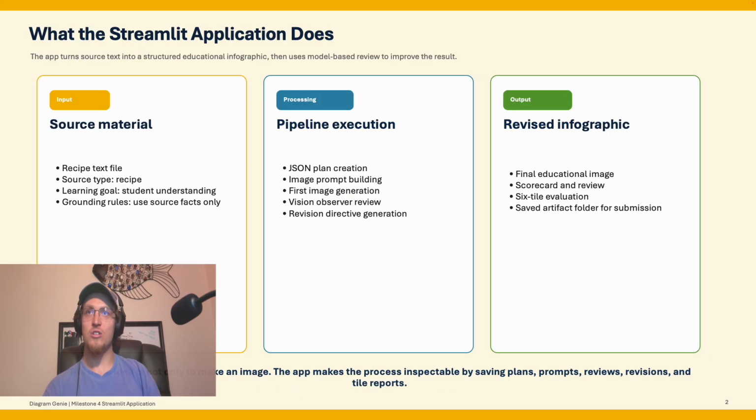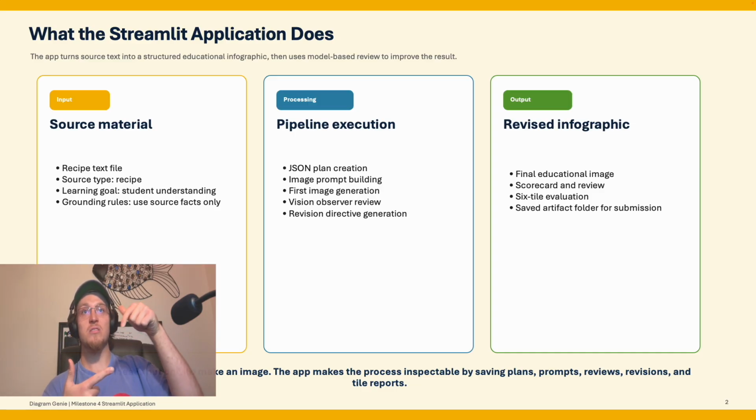Like I said, the source material is a text file for a recipe, and the goal in the system is that a student, or somebody, should understand how to cook this. It grounds the model, telling it to use source facts only from the text. So that grounds it, and then it executes a pipeline that goes through making the JSON creation plan.